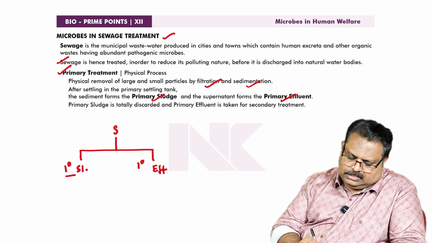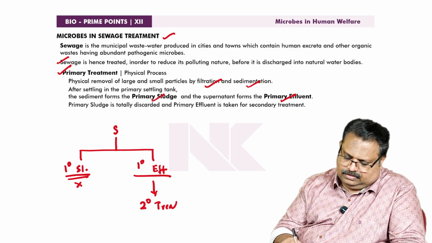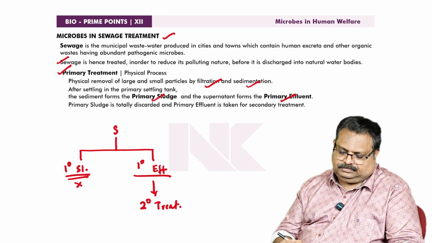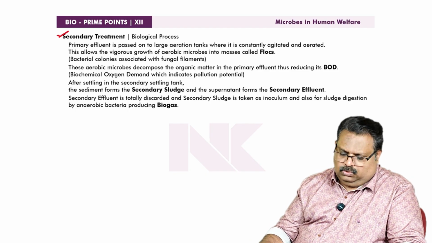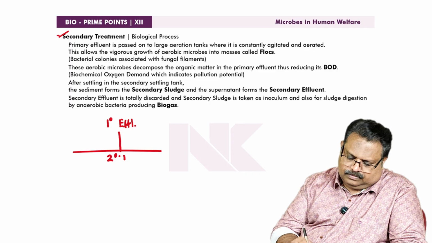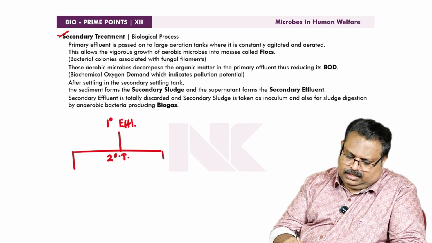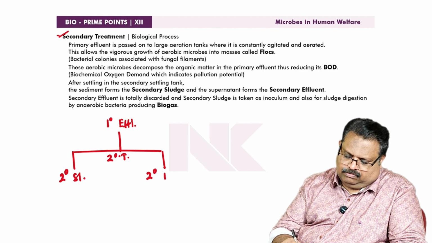Okay, the primary sludge is discarded. The primary effluent is taken for secondary treatment. Okay. Now the secondary treatment, which is a biological process. As you know, the primary effluent is taken for the secondary treatment. So here it is divisible into two sections, secondary sludge and secondary effluent.